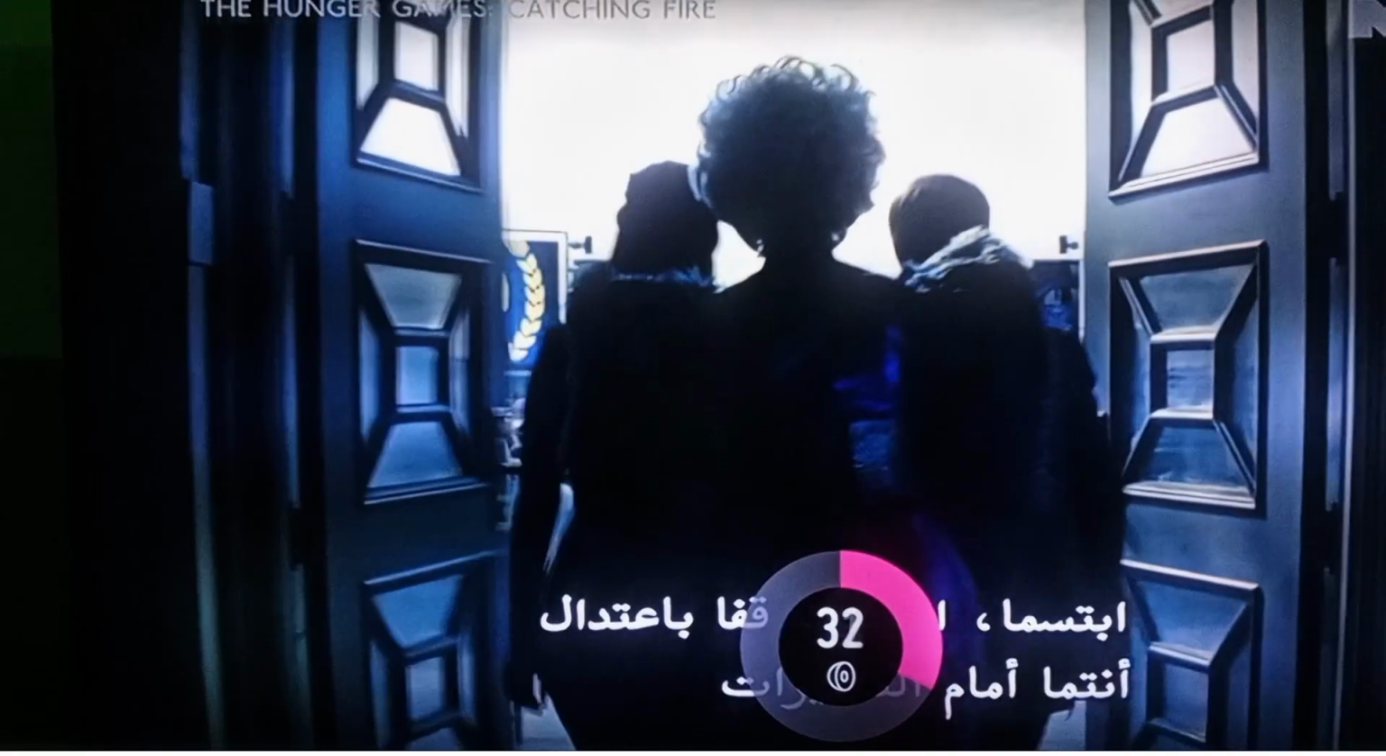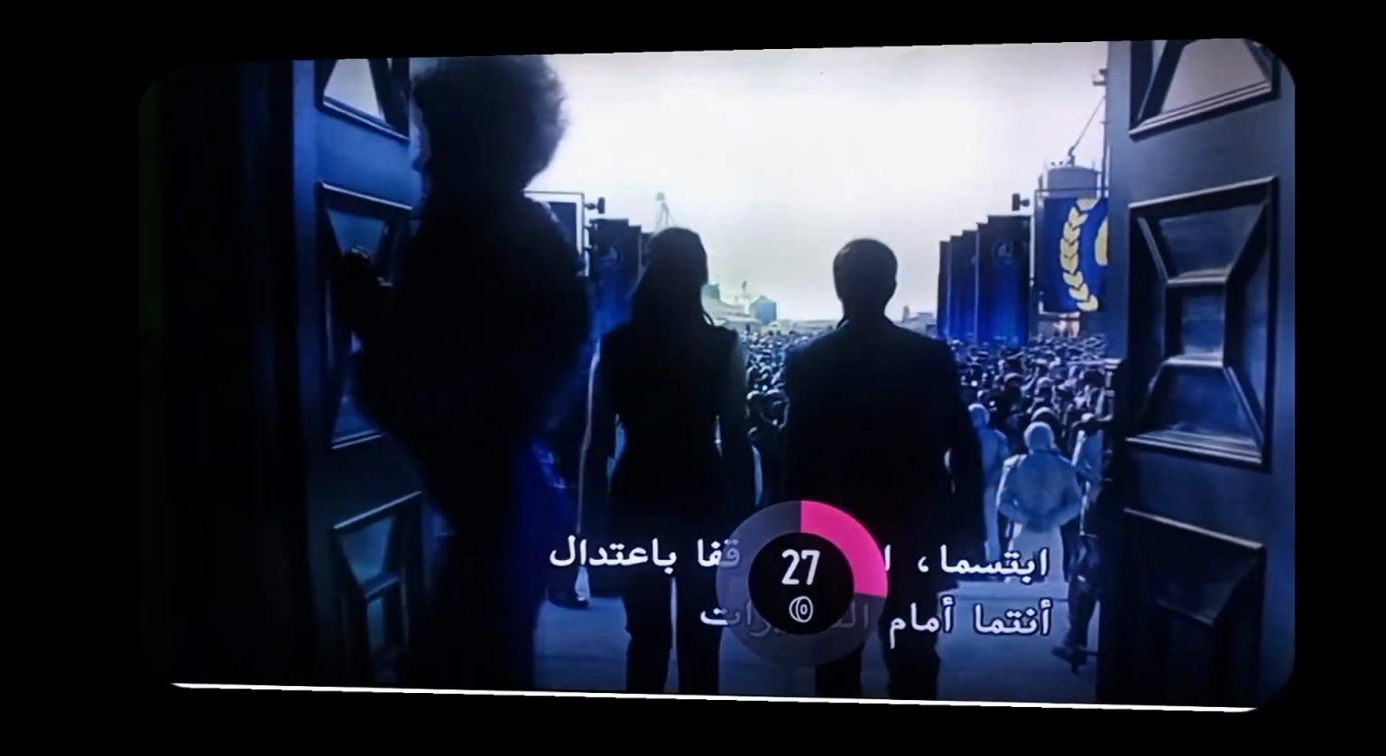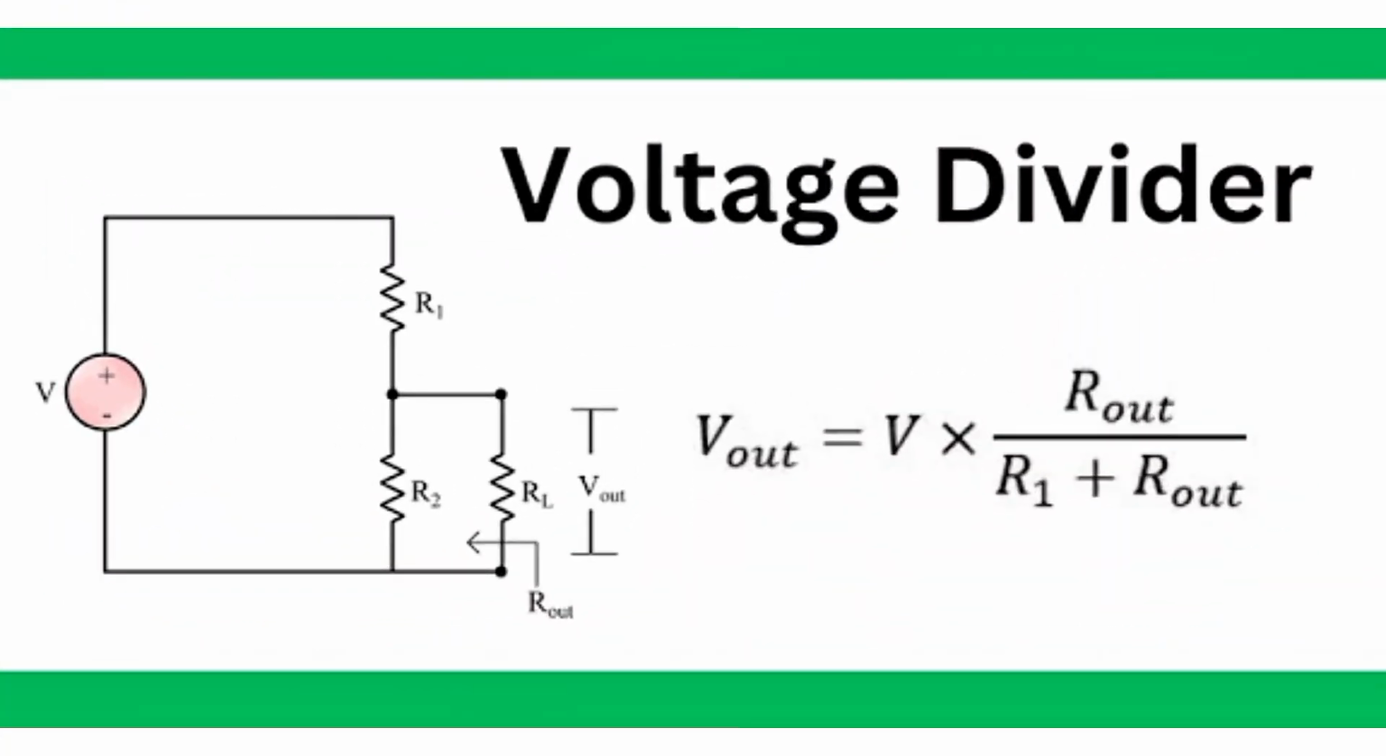Next time your phone adapts to light or your TV adjusts volume, remember, it's the potential divider rule quietly making it happen.